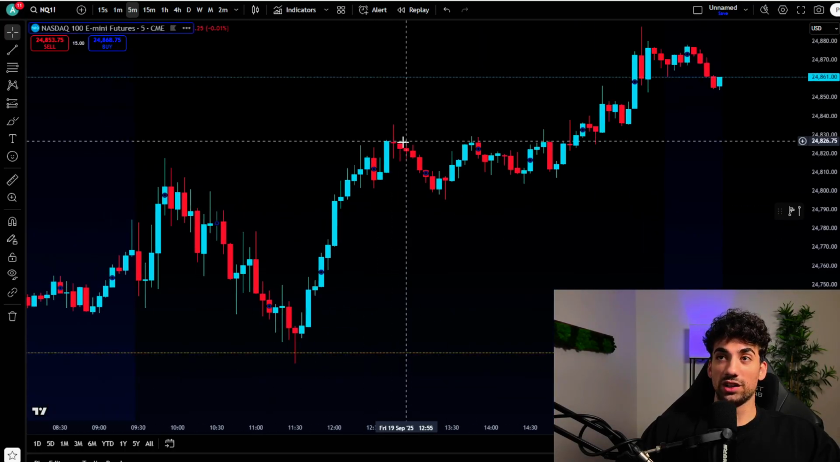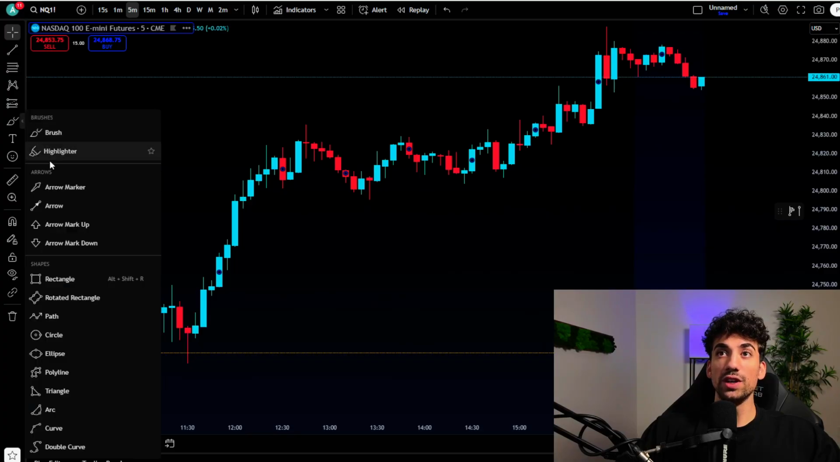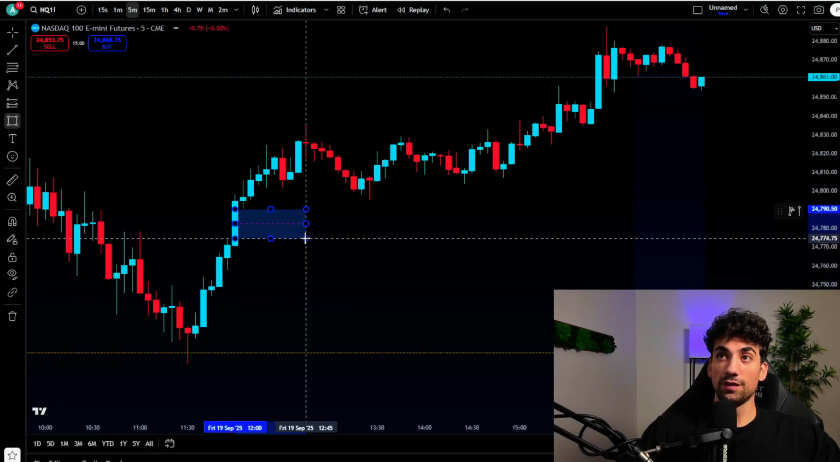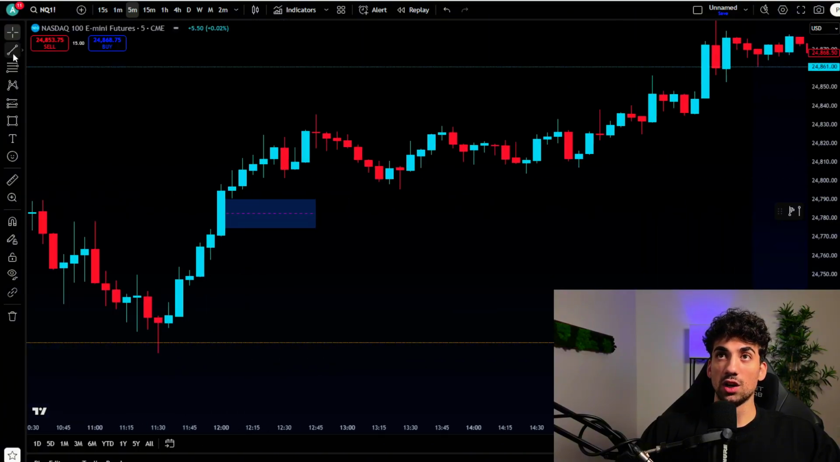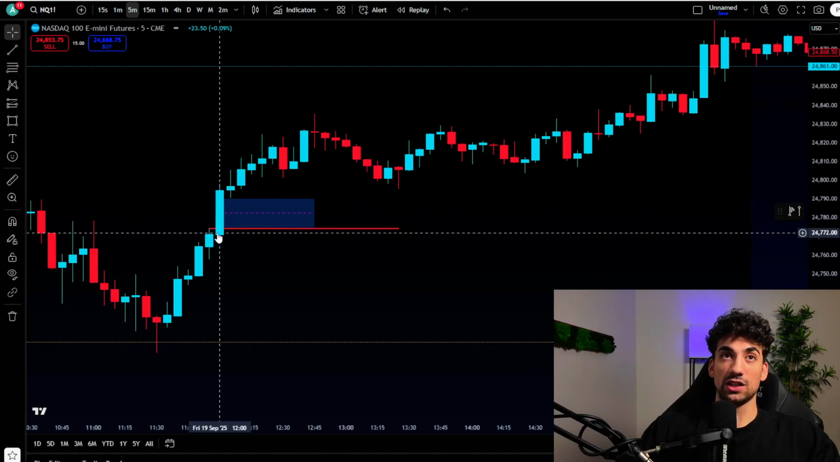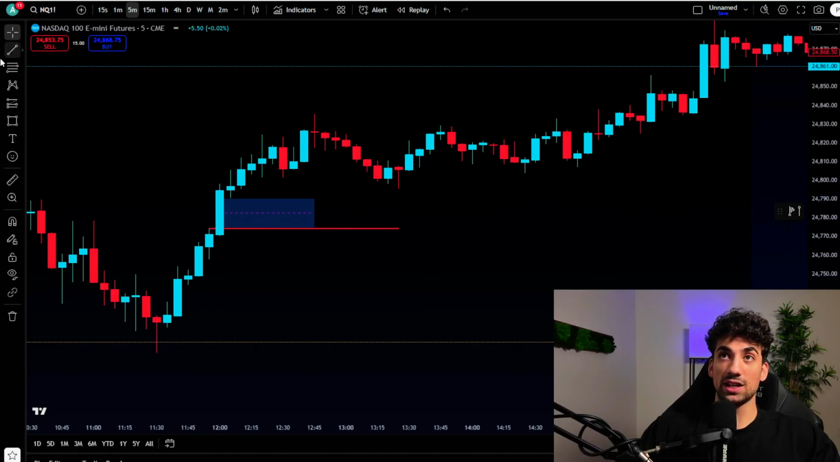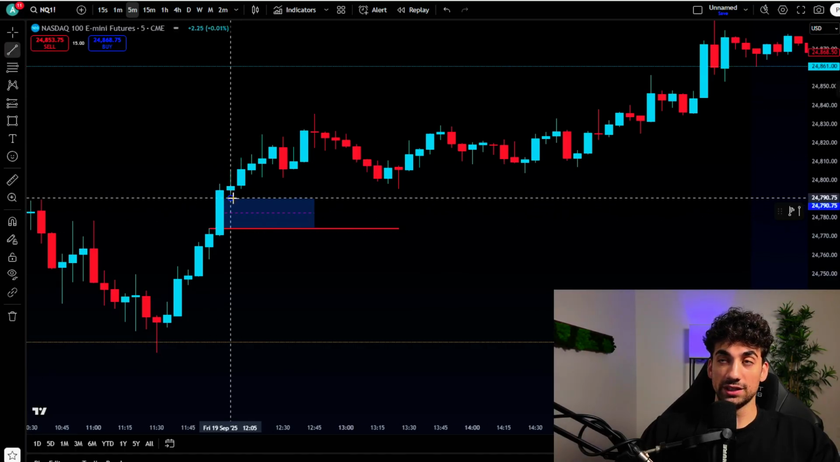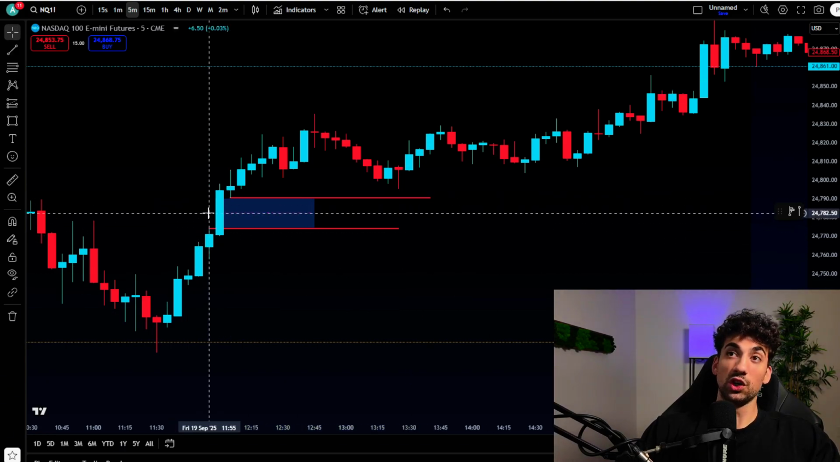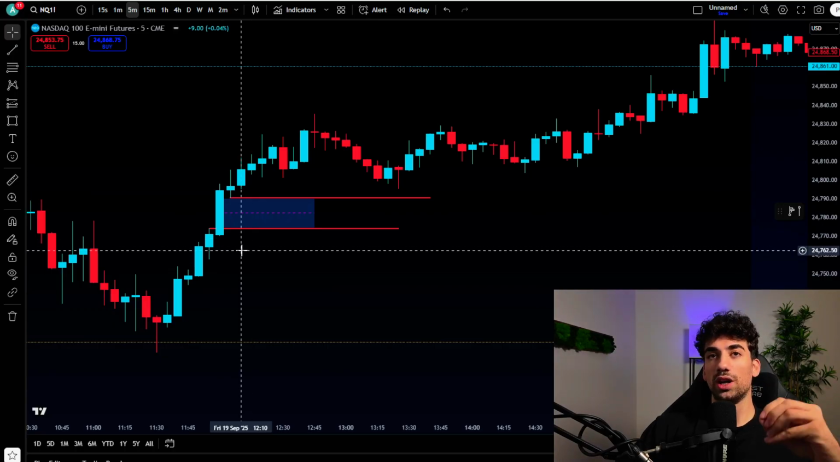Next up, a fair value gap. A fair value gap is simply a 3 candle formation where the first and third candle leave a gap behind. So for example, here we see the first candle has the wick here, and the second candle has this big candle here, and the third candle, the bottom wick, does not overlap the first candle. So the gap in between the first and the third, this is what we call a fair value gap.